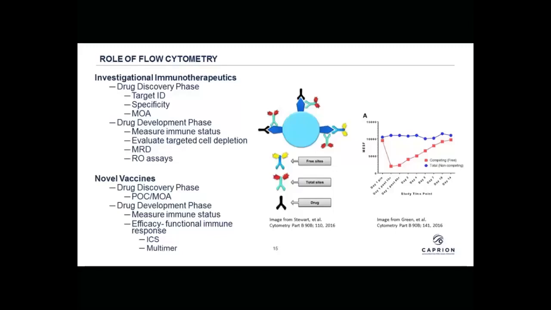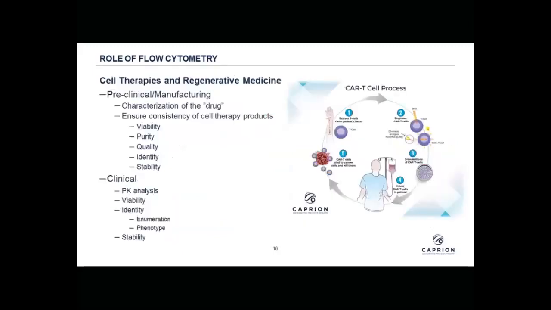For novel vaccines, we use flow in the discovery phase for proof of concept and mechanism of action, and in the development phase, when we've given the vaccine to a patient, to measure their overall immune status, as well as for efficacy. We can measure the immune response to the vaccine through intracellular staining or by monitoring antigen-specific T cells by staining with multimers.